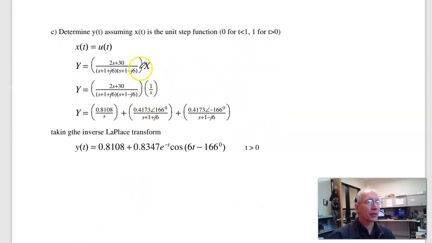Oh, one last part. For part C, if I have a step input, replace x with a step, do the partial fraction expansion. In this case, you get a complex number. Inverse Laplace transform, here's the 0.81. These two combine as double the amplitude. That comes from Euler's identity. The real part is the exponential. Complex part is the sine wave. And it turns out the phase over the minus j term is your phase shift.